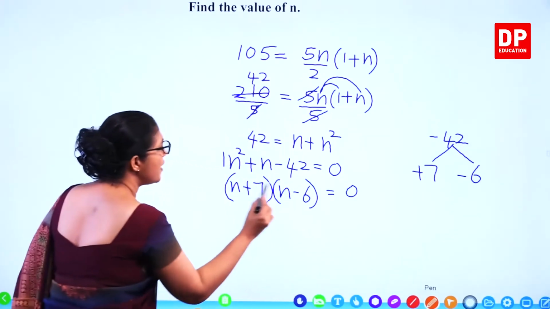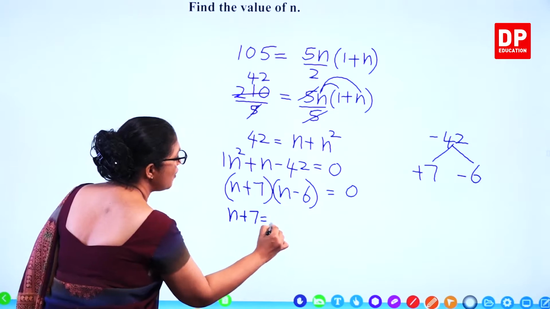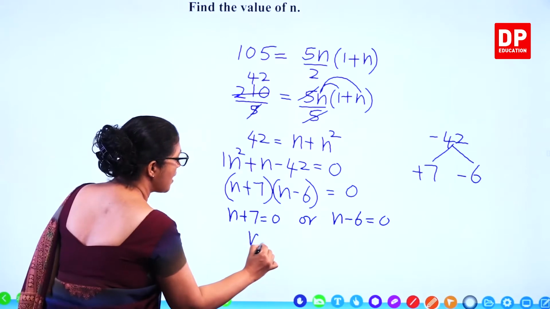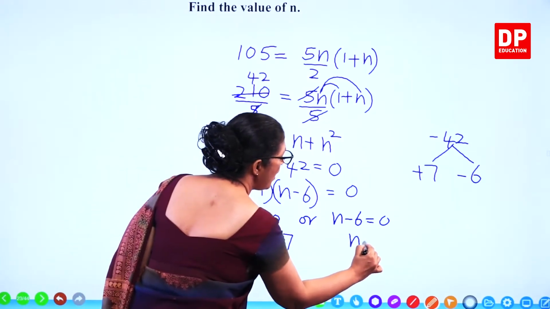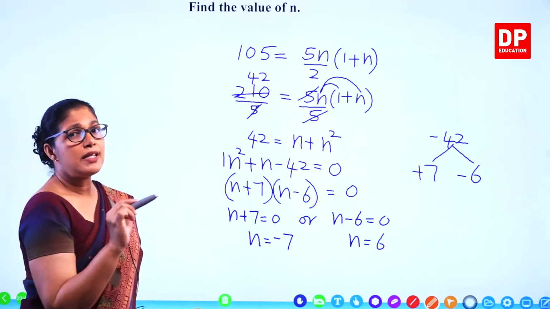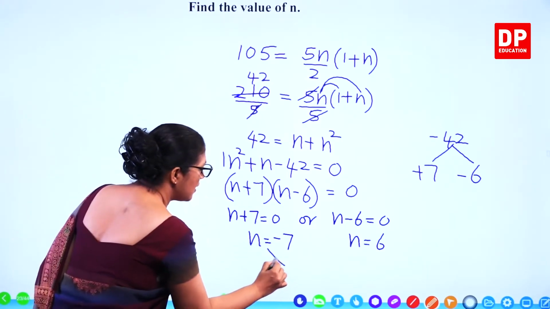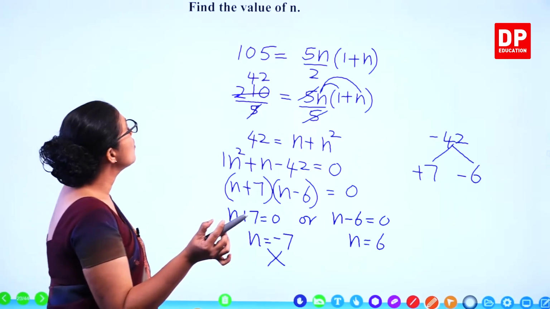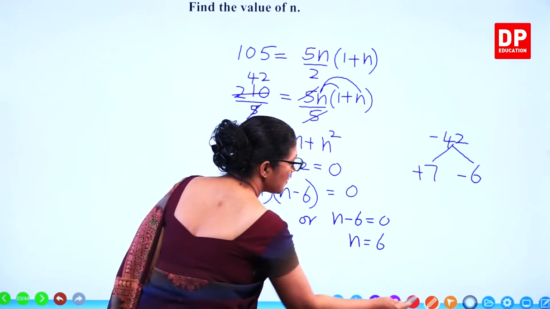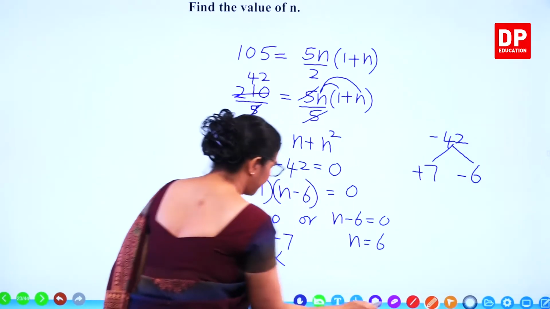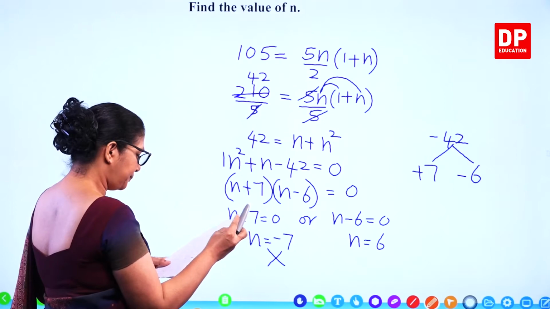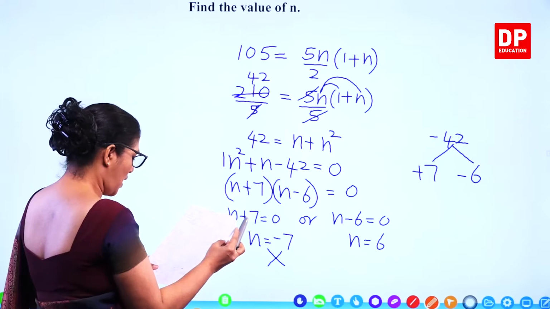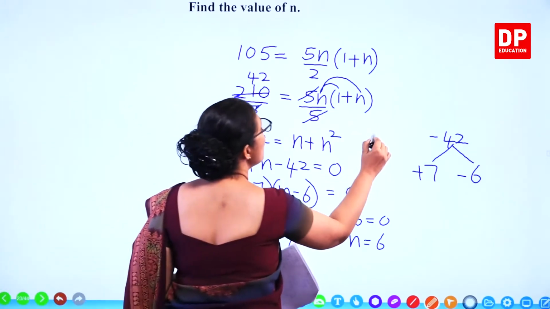So the product is 0. That means n plus 7 is 0 or n minus 6 equals 0. So n becomes minus 7 or n equals 6. Can you get n negative answer? You can't take. Not possible. This is term number. Only positive answers. So n becomes 6. So how many marks for that? 4 marks to find out the n value 6. So 4 marks for this term.